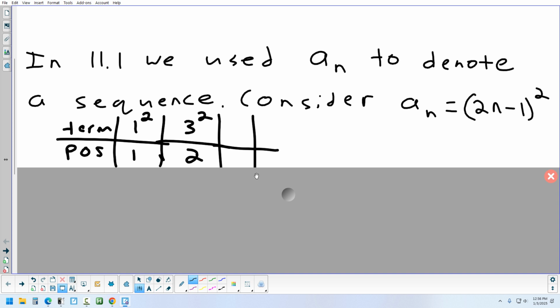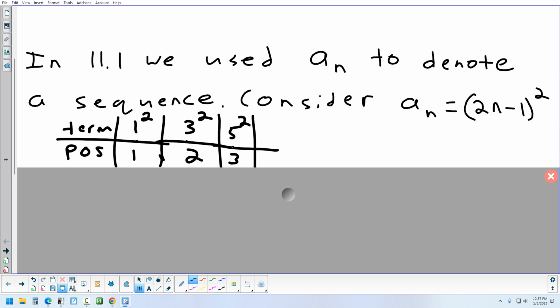Got it. Thanks. What do we plug in to get the third term? 3. And what do you get in the parentheses when you plug in 3? 5. Okay, so do people see what the pattern is? Yes. It's going to be 1 squared, 3 squared, 5 squared, 7 squared. If I did these out in row, 1, 9, 25, you might not have seen the pattern as easily.